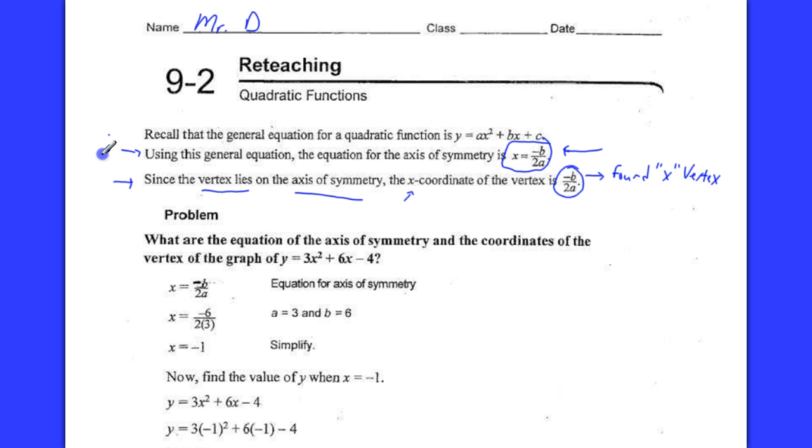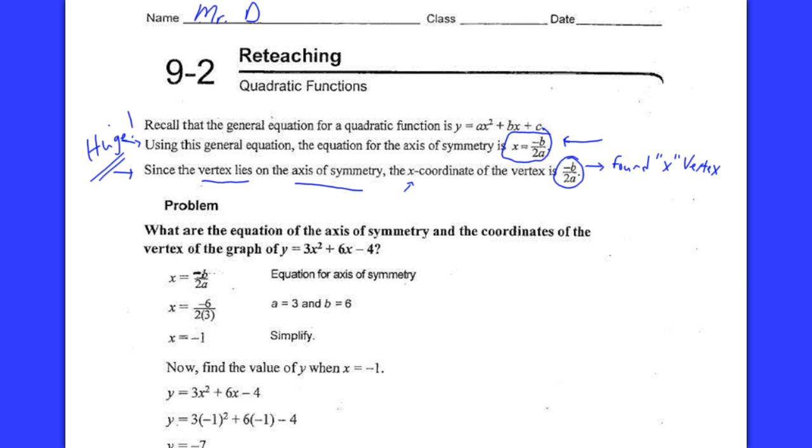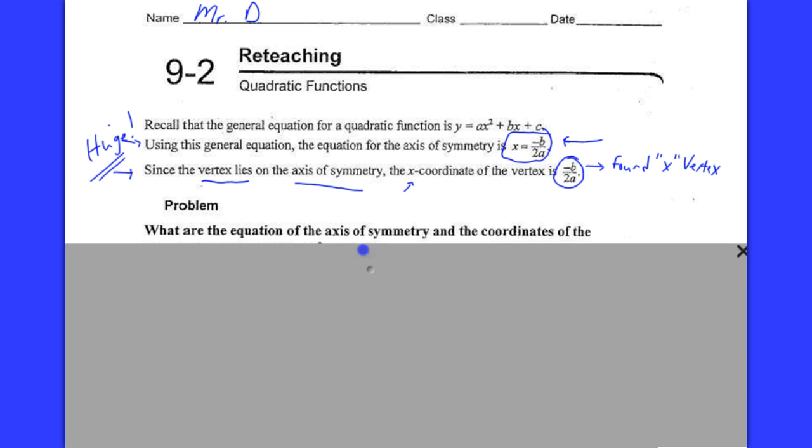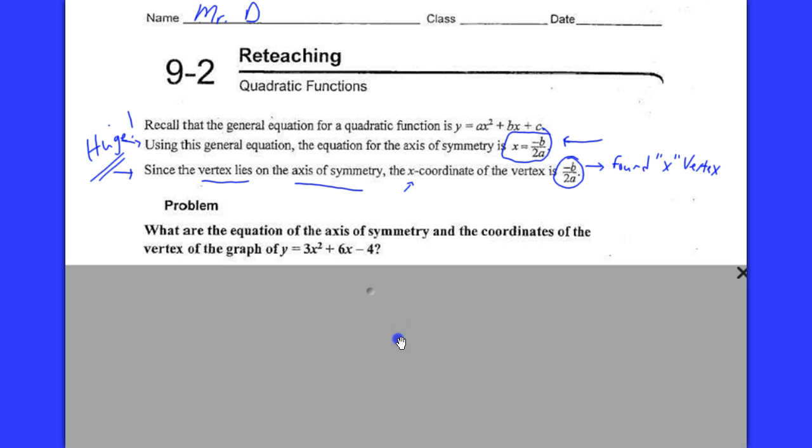All right, listen, this is huge for us. This is huge because when we find that vertex and the symmetry line, remember we can find 2 points for 1. If you find 1, you find the distance from the symmetry line, and you found another point. All right, I'm going to put up my shade here to try to help guide what I want you looking at. This part of your notes says, what are the equation of the axis of symmetry and the coordinates of the vertex for this particular graph? Y equals 3x squared plus 6x minus 4.